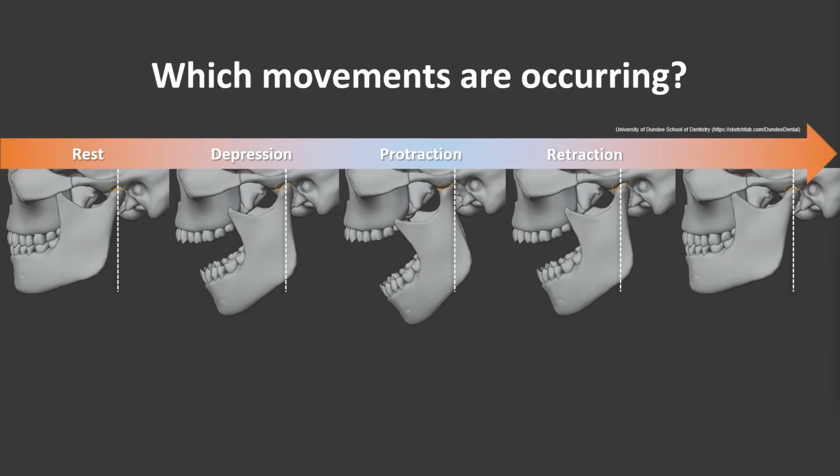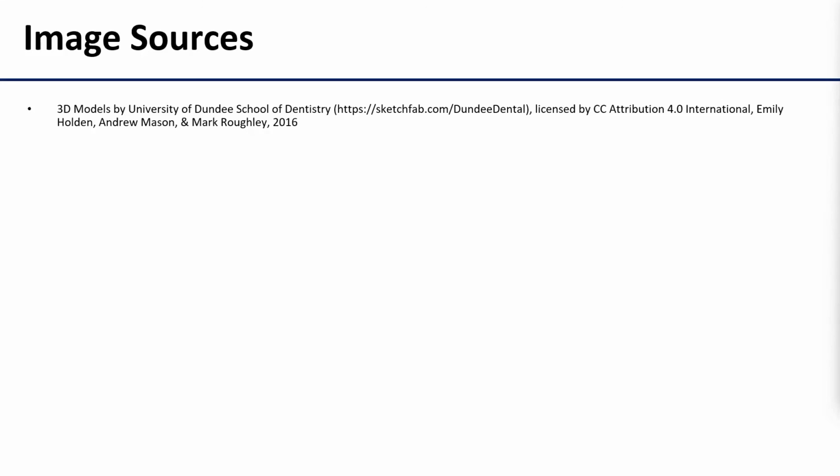Now we're closing back up again. So from a protracted state, we're going to slide back into retraction. Okay, so the mandibular condyle goes back into the mandibular fossa. And finally, our last hinge movement will close the gap between the teeth. So this is elevation. And that brings us to the end.